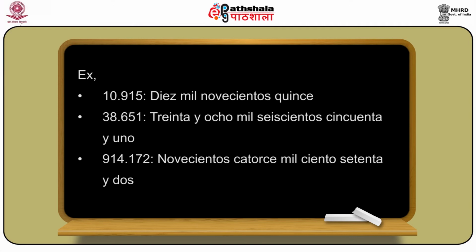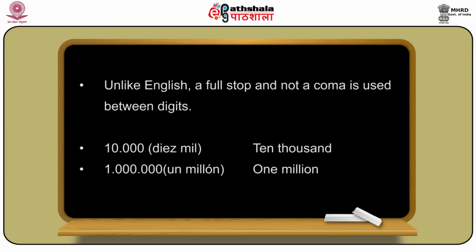Another example, for example, if we say 9,14,172, that is how we say it in English. So for all these lakhs we will translate it in thousands. So if you want to say 9,14,172, this 9 lakh in Spanish will be counted as 914,172. So this 914,000 will be said as novecientos catorce mil and 172 will be said as ciento setenta y dos. So 9,14,172 is said as 914,172.